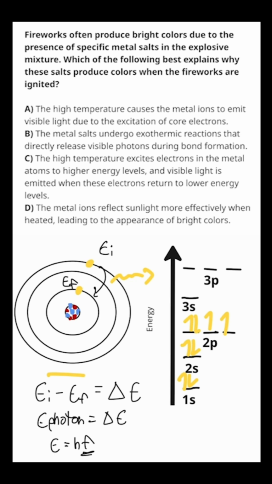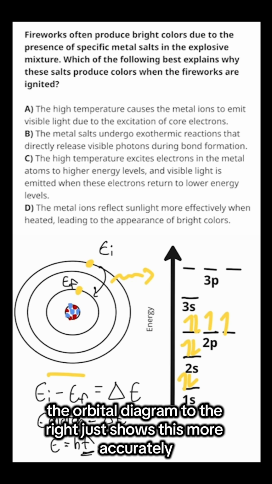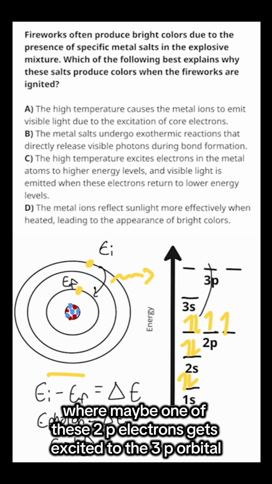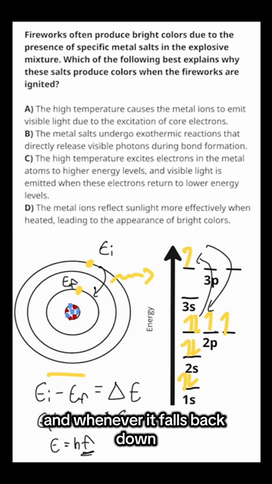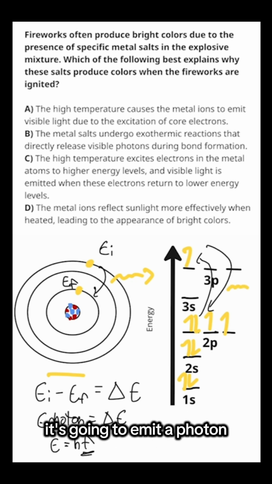And if it has a frequency that falls in the visible light spectrum, then this will be a photon that we can see as visible light. And then the color of that photon depends on the exact frequency that it has. The orbital diagram to the right just shows this more accurately, where maybe one of these 2p electrons gets excited to the 3p orbital, and then eventually it falls back down to its ground state, and whenever it falls back down, it's going to emit a photon.